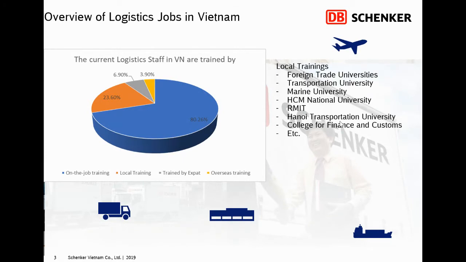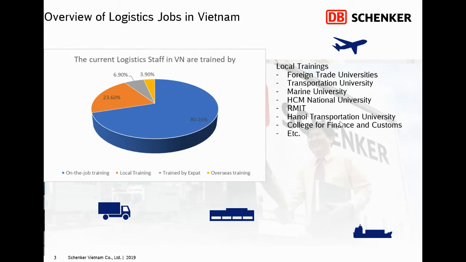I think you may know well that in Vietnam there are some universities that open faculties of logistics, like Provinces University, Transportation University, Marine University, Ho Chi Minh City, Ho Chi Minh National University, and RMIT, Hanoi Transportation University, College for Finance and Customs, etc. So you know that the number of universities providing logistics training for students is very few compared to the very quick development of the logistics field in Vietnam.